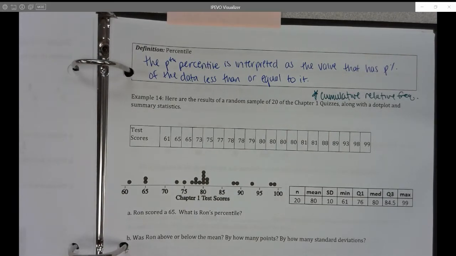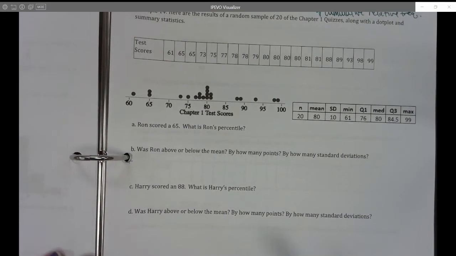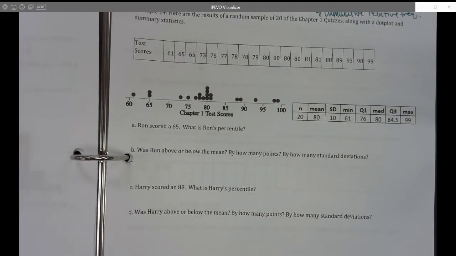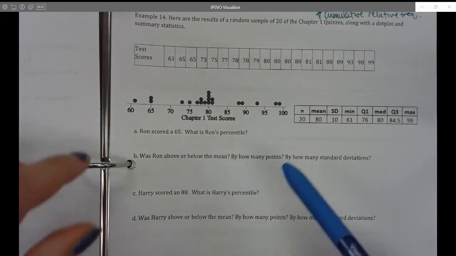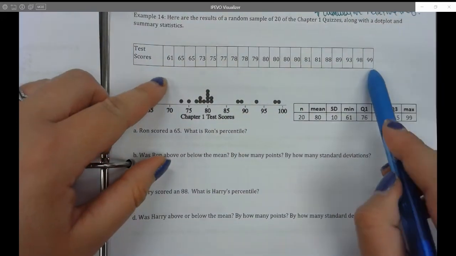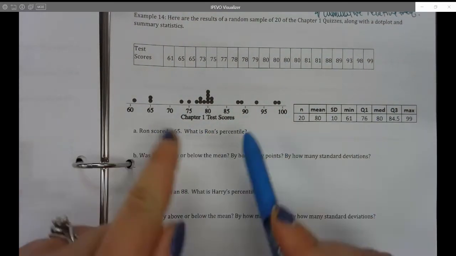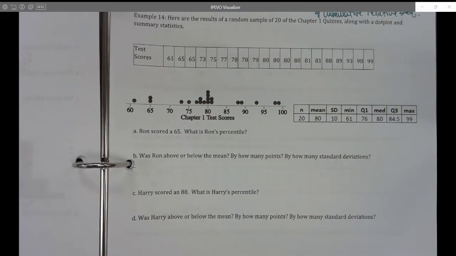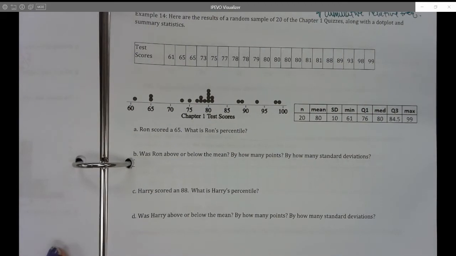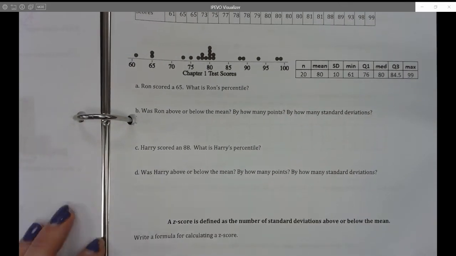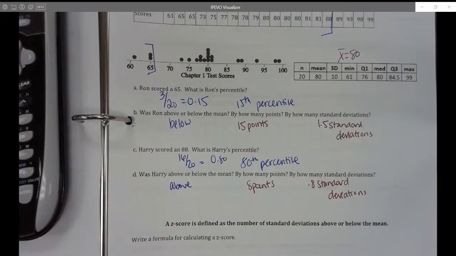Okay? So what we have here is some of my Chapter 1 geometry quizzes from last year. And here's the results. So we kind of did all over the board. I've put the dot plot on there for you. And I've also put in a number summary. So I've given you lots of information so you don't have to calculate that out. I did give you the standard deviation, so we're going to use that. So what I want you to do is pause the video here and see if you can answer questions A through D.